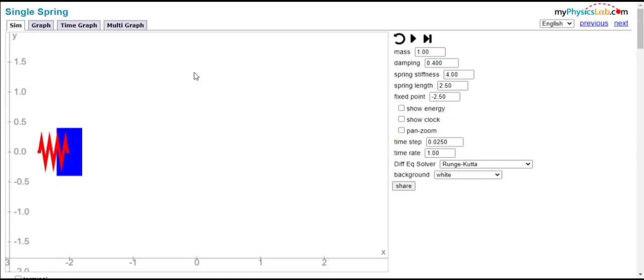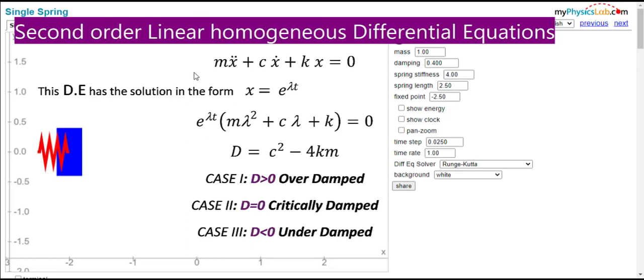In the process of solving the differential equation, we come across a discriminant, and the discriminant here can give two real roots, two equal roots, or two complex roots. So here we can clearly anticipate three different cases. For discriminant greater than 0, the system will be in overdamped state. For discriminant equal to 0, the system will be in critically damped state. And for discriminant less than 0, the system is in underdamped state.